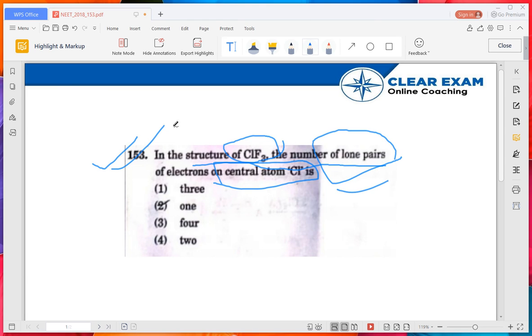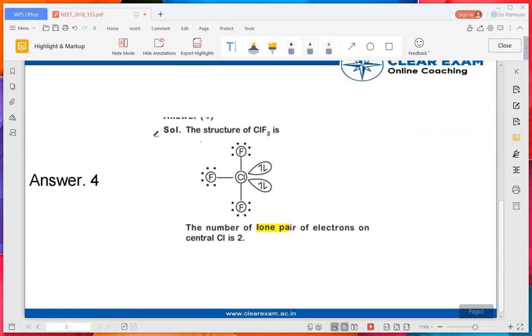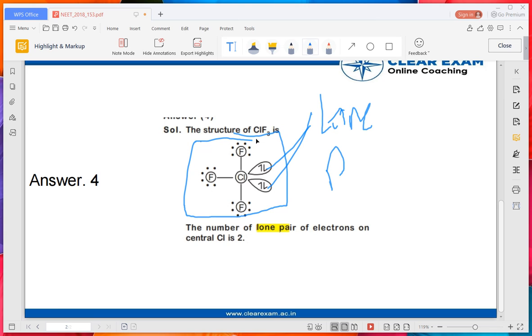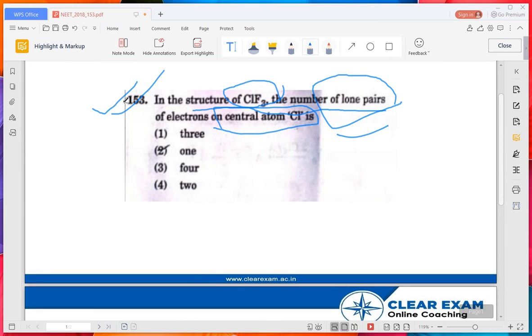So basically you have to know all the structures. This is the structure of ClF3 and there are two lone pairs present. These are all lone pairs. So these two are lone pairs of the Cl atom. So the answer, I think, is not 3, not 1, not 4, it is 2.